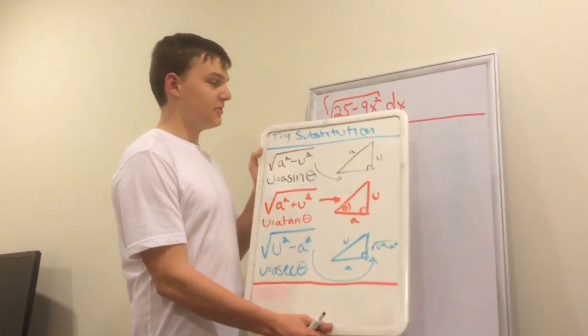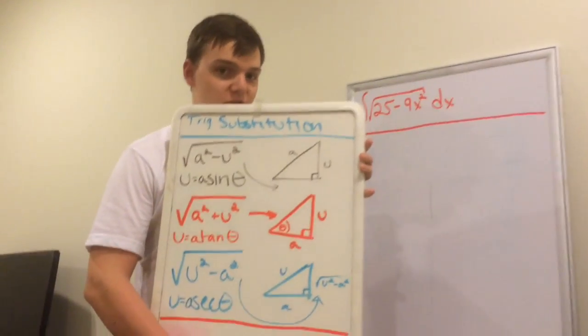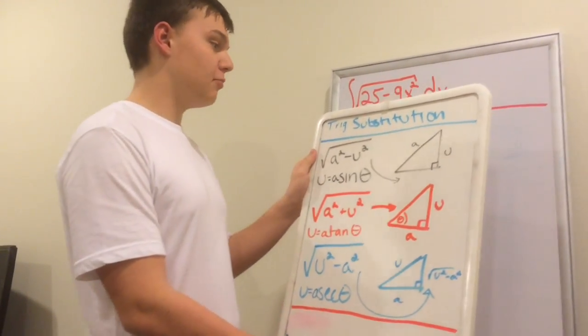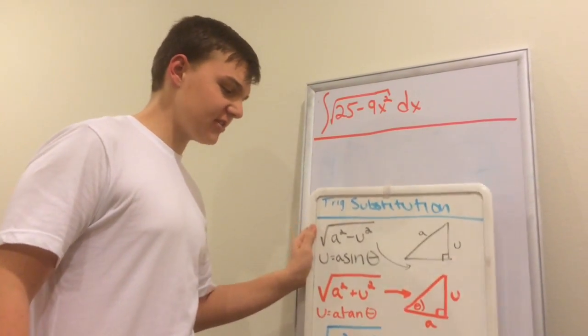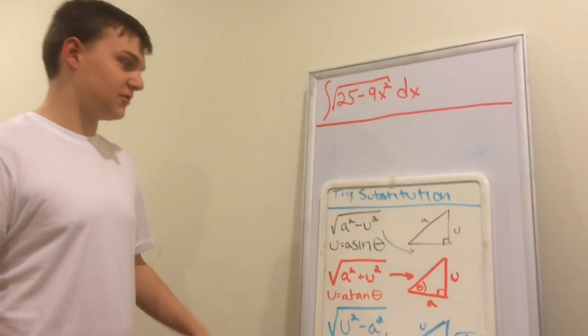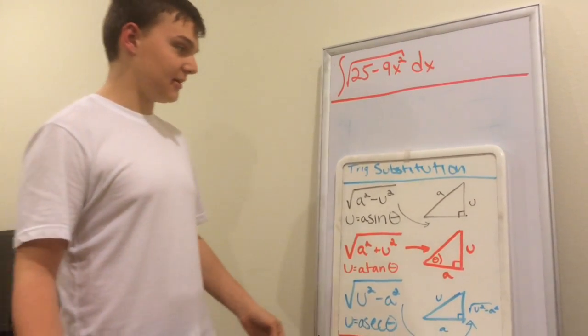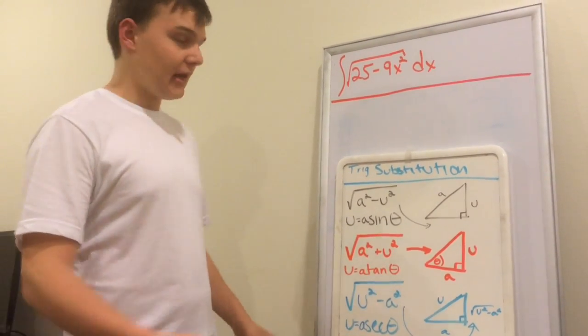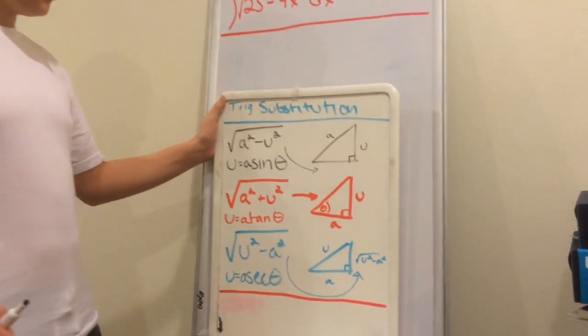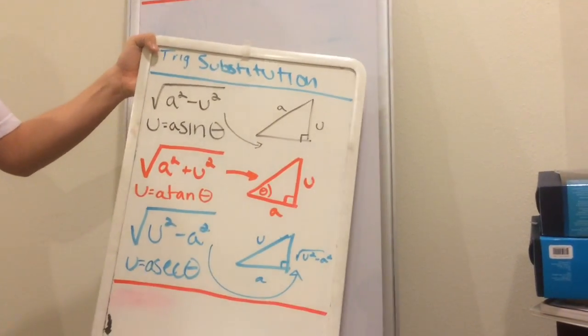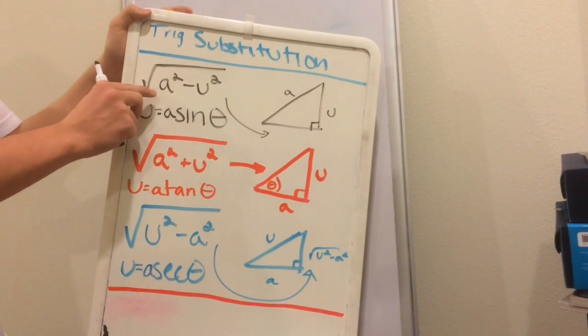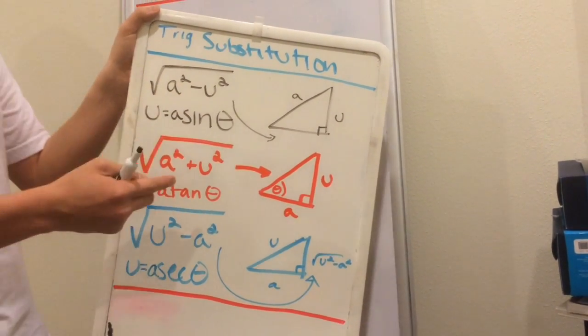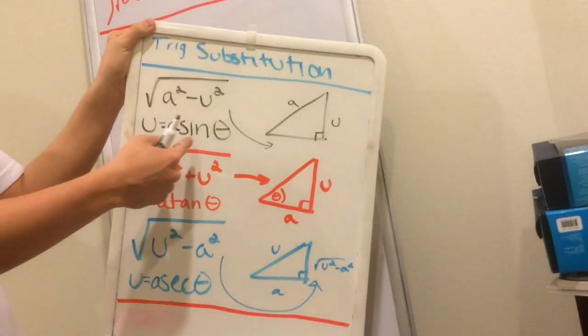For this video, we'll be talking about the trig substitution unit. This is 8.4. Trig substitution is basically u-sub except with trigonometry. For this, you're going to look for specific patterns. For example, the square root of a squared minus u squared. In that case, you're going to use trig substitution with sine theta.